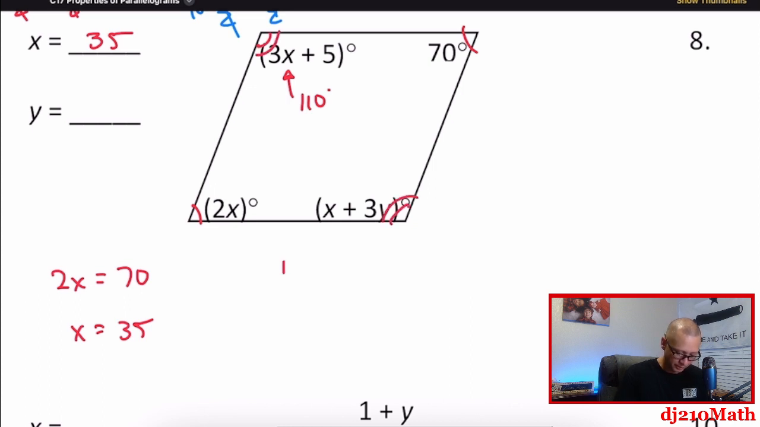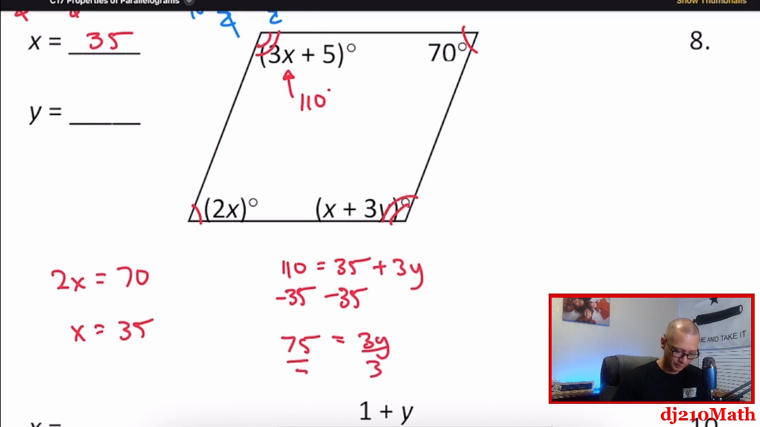So this means that 110 is equal to x, which we know is 35, plus 3y. Okay, subtract 35 minus 35. We're going to get, so 105 minus 30, 75. Equals 3y. Divide both sides by 3. So this is going to be 25. Y is equal to 25.